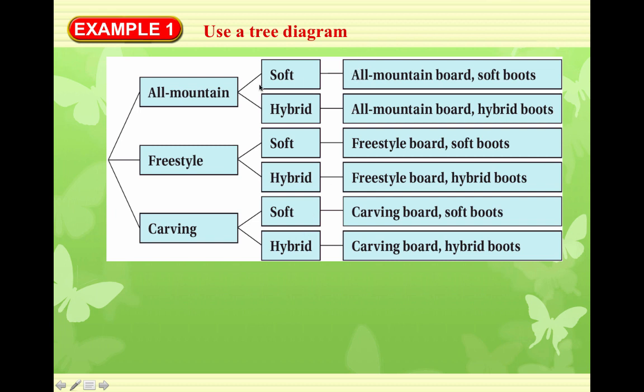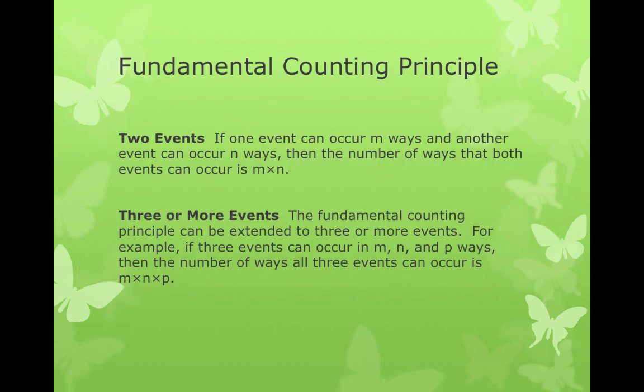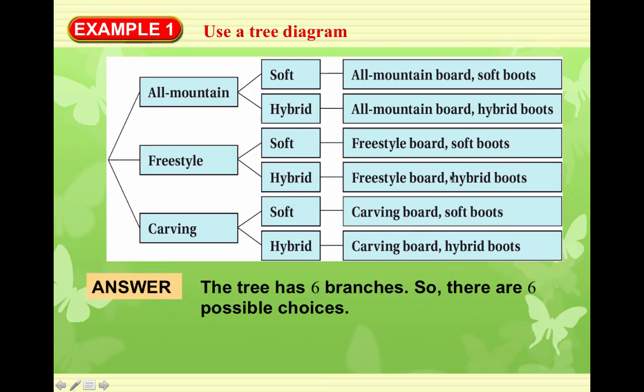Then you've created all possible combinations, all possible pairings. So we've got all mountain board with soft boots, all mountain board with hybrid boots, and so on. And you can just count. There's 1, 2, 3, 4, 5, 6 possible choices. Now, we can actually do that counting without looking at all the possible choices.